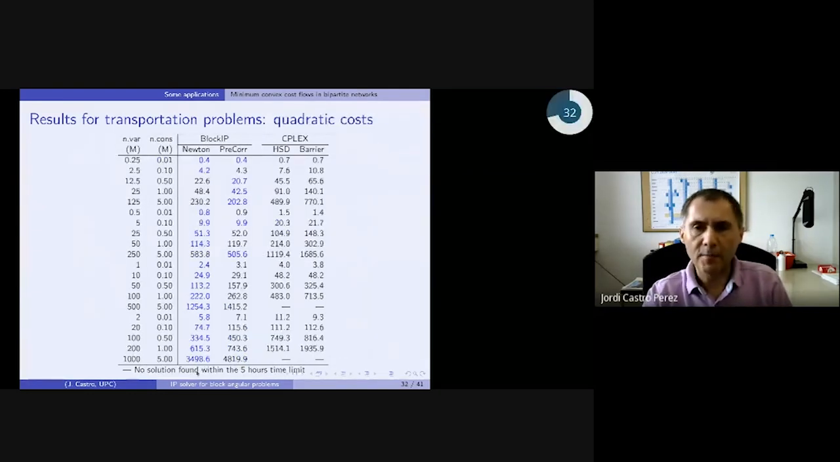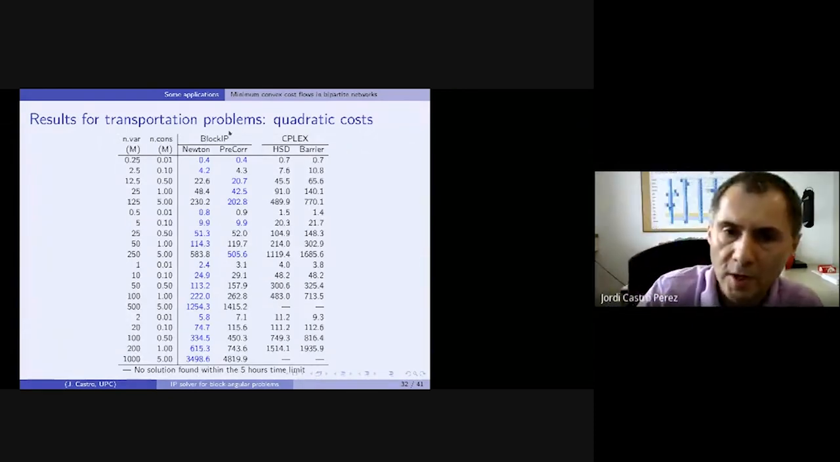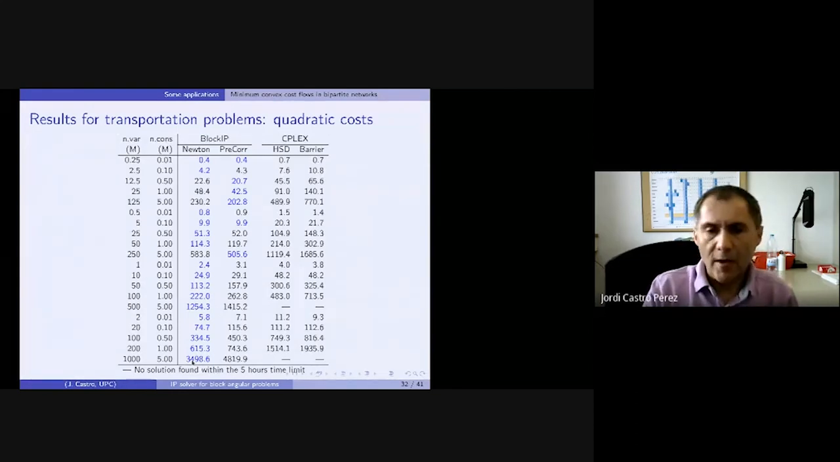And for quadratic problems, we still can use block IP. These are results for quadratic transportation problems. We have block IP, we have Cplex, and in that case, block IP was still even more efficient than Cplex. It could solve problems with 1,000 billion variables in quadratic transportation problems in less than 1 hour, which is a very good result.